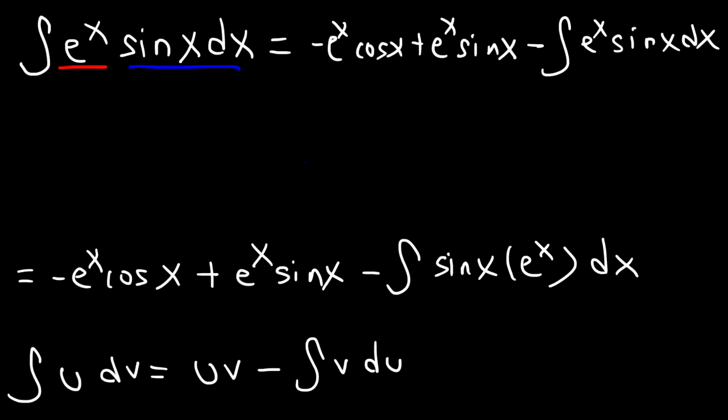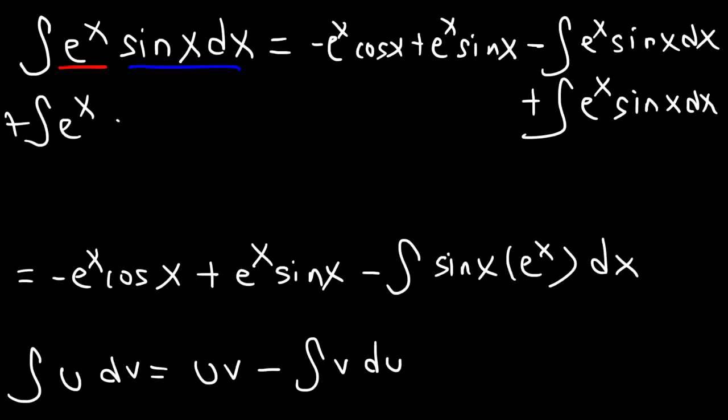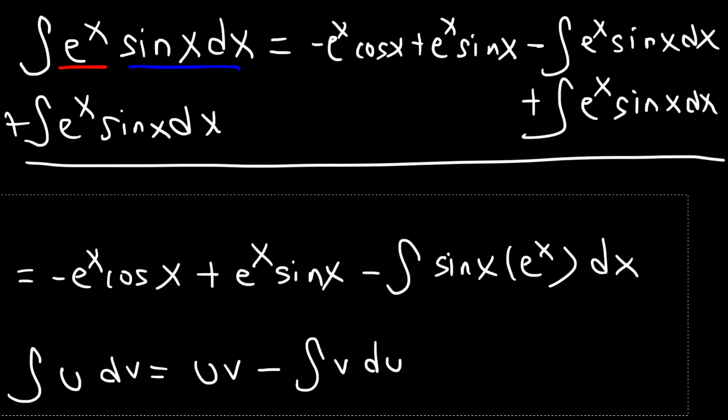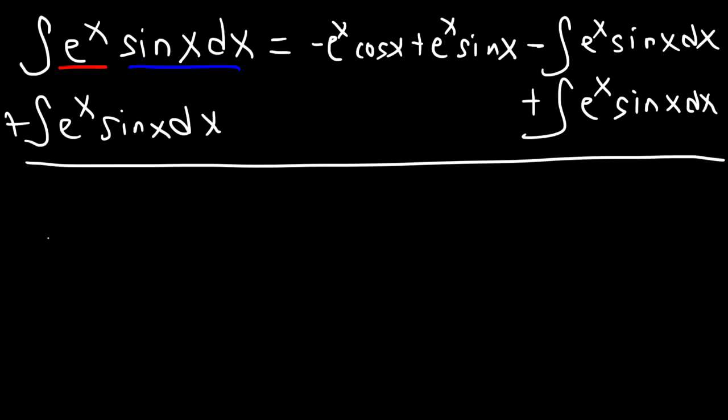Now, notice that these two are the same. So because they're like terms, we can add them. So I'm going to add this term to both sides of the equation. So once we do that, on the left side we're going to have 2 times the integral of e to the x sine x dx.